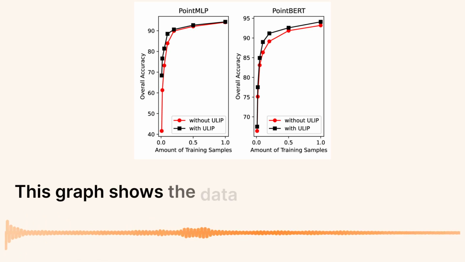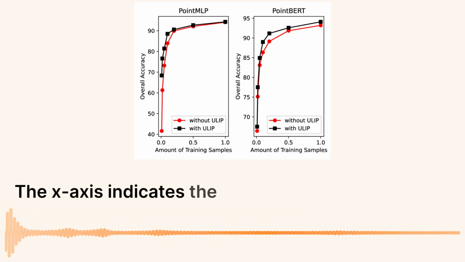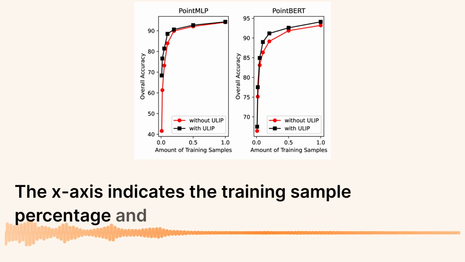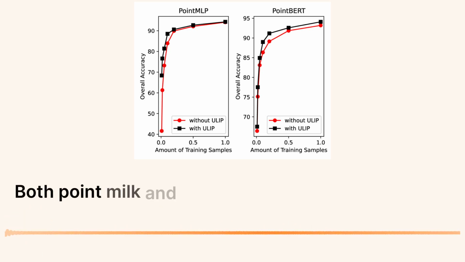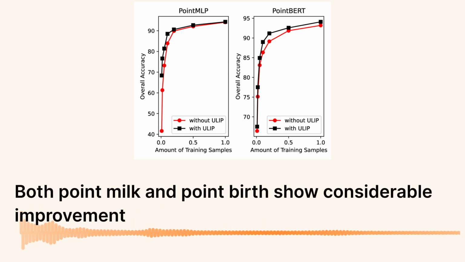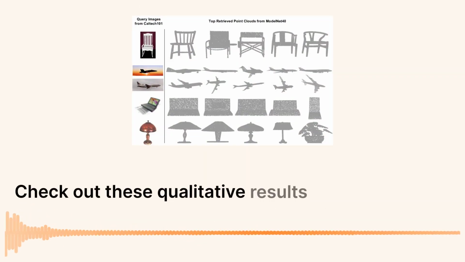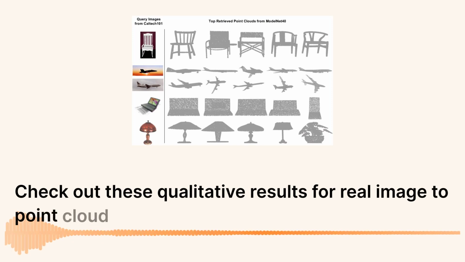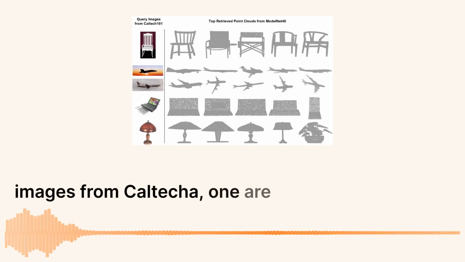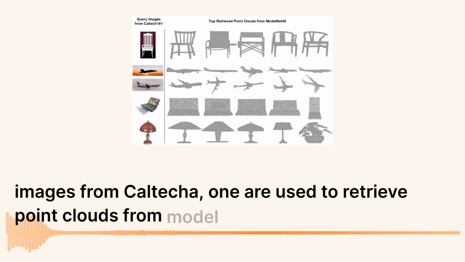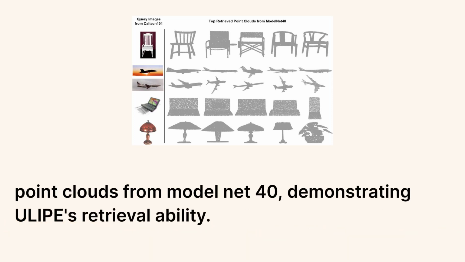This graph shows the data efficiency comparison. The x-axis indicates the training sample percentage, and the y-axis denotes overall accuracy. Both PointMLP and PointBERT show considerable improvement when pre-trained with ULIP. Check out these qualitative results for real image-to-point cloud retrieval. Query images from Caltech101 are used to retrieve point clouds from ModelNet40, demonstrating ULIP's retrieval ability.